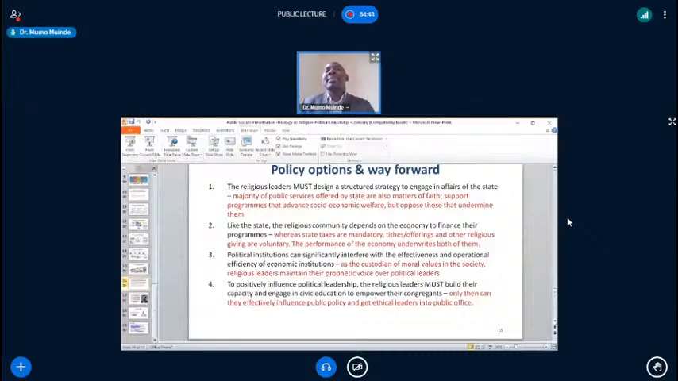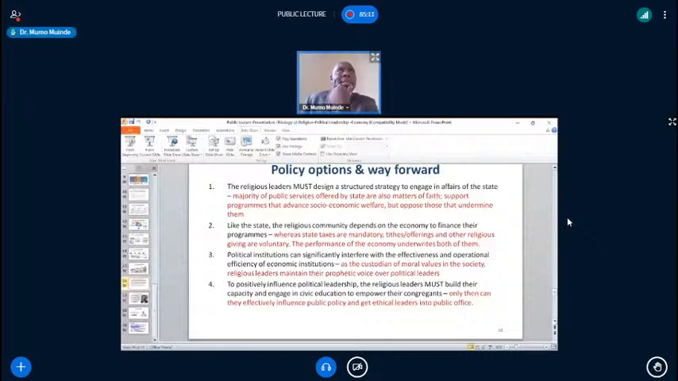While the government collects taxes through mandatory provisions, the religious community depends on voluntary contributions of the society. But in another way, what we give in churches could also be seen as a form of tax. So we need to understand that whether we engage at the political level or not, the economy will eventually reflect on us at some point.